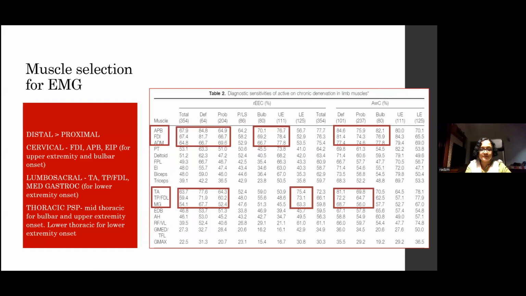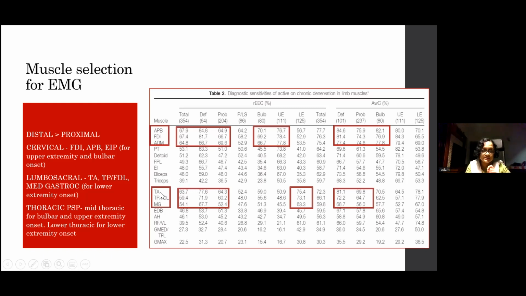So this is quite useful, this sort of study that they did, published in Muscle and Nerve. So the distal muscles, that is your abductor pollicis brevis, your thenar muscles, first dorsal interosseous, and EDM as well. All three have a high yield, both in bulbar onset as well as upper extremity limb onset, both in revised El Escorial as well as Awaji criteria.